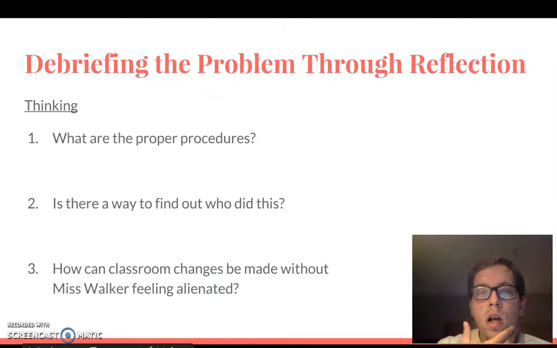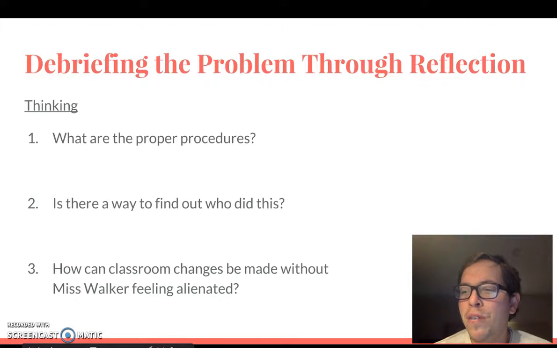So, reflecting on this case study, there were a few things that I thought about while I was reading through it. First, of course, was what are the proper procedures? As a building administrator, you need to know what the procedures are, and if you don't, you need to know who to ask. So immediately, I thought, what procedures are in place or should be in place? Secondly, I was thinking, is there a way to find out who did this? How do we investigate this?